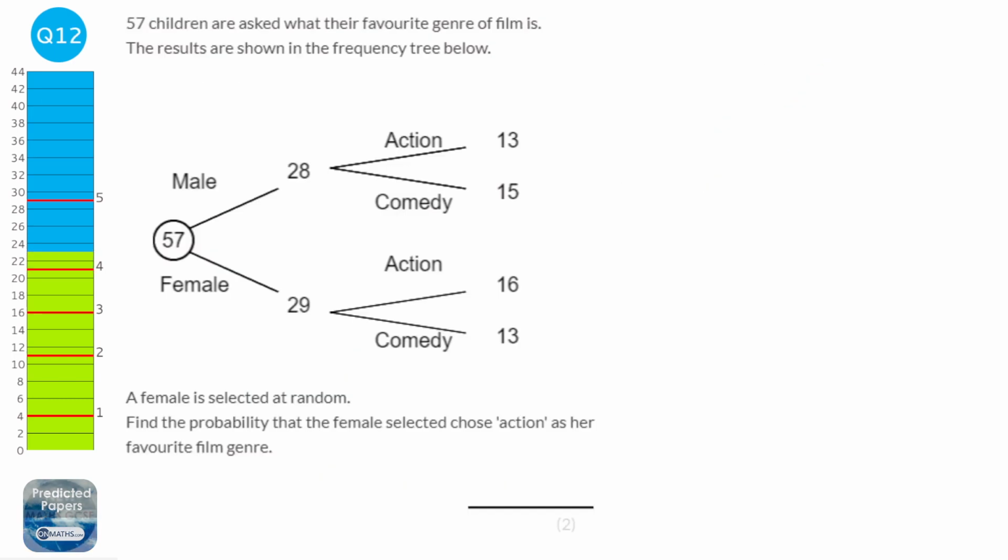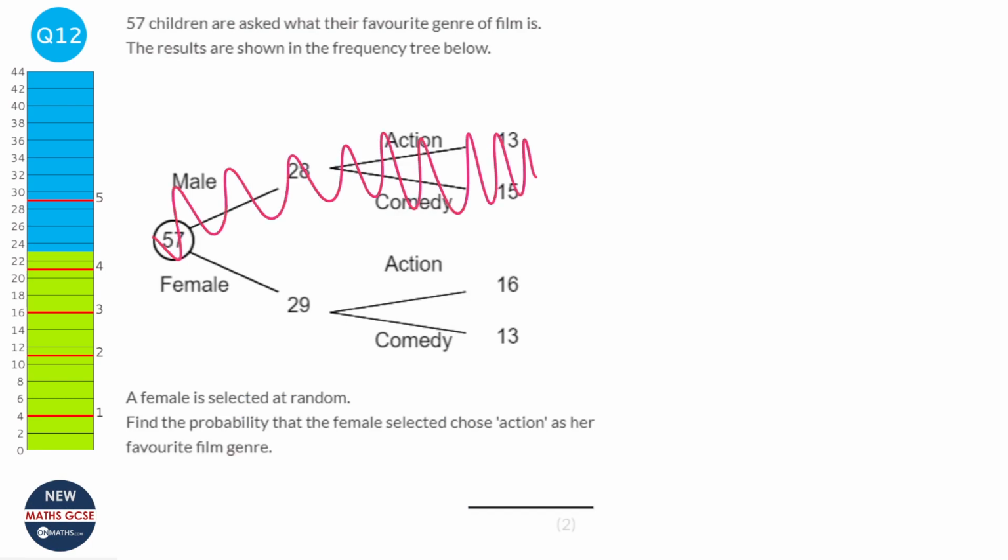The important thing to realise in this question is that we know a female has been selected. So we can just basically get rid of all of this part of the frequency tree, because it's not relevant, because we know a female has been selected. So there's 29 females altogether, and we're looking for the probability that the female chosen at random picked action. So it's just simply 16 over 29.